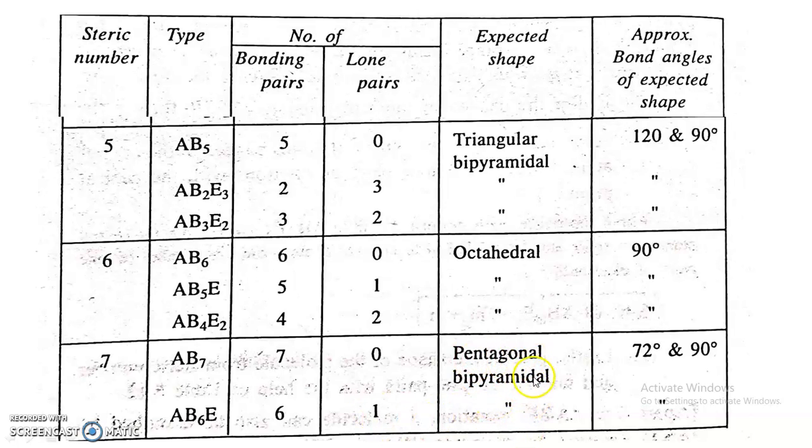Actually expected geometry will be pentagonal bipyramidal, but when there is a lone pair, then there will be distortion in the pentagonal bipyramidal geometry. So as one or more lone pairs are present, the regular geometry will be distorted. We get a different shape. Expected geometry will be different and the observed geometry will be different. And when lone pairs are absent, then that particular molecule has the expected geometry like trigonal bipyramidal, octahedral, pentagonal bipyramidal or regular tetrahedral, etc.